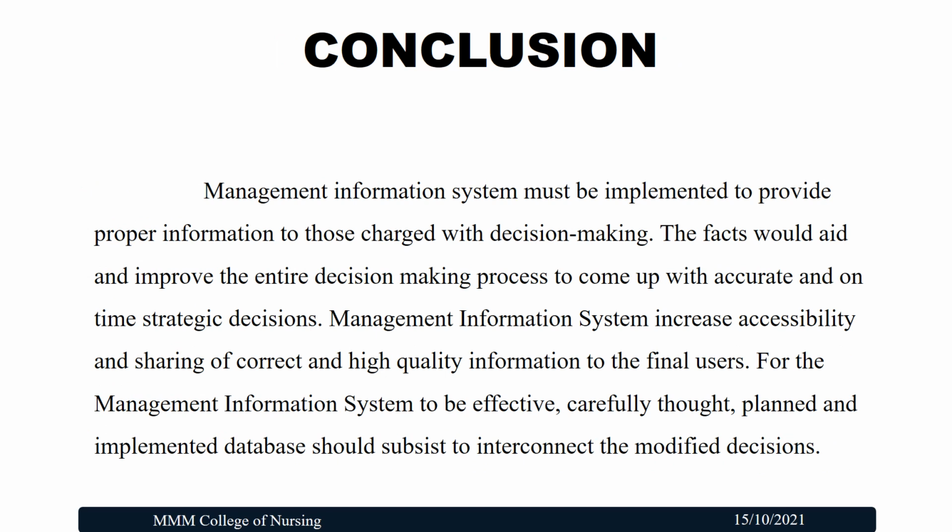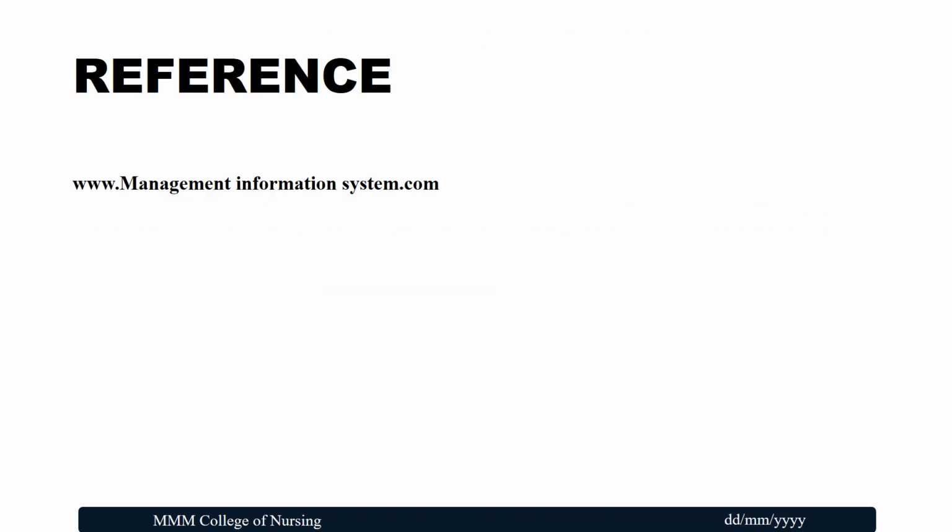Conclusion: management information system must be implemented to provide proper information to those charged with decision making. The facts would aid and improve the entire decision making process to come up with accurate and on-time strategic decisions. Management information system increases accessibility and sharing of correct and high quality information to the final users. For management information systems to be effective, a carefully thought out, planned, and implemented database should be used to interconnect the modified decisions.